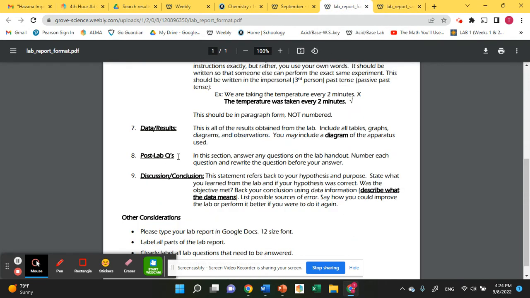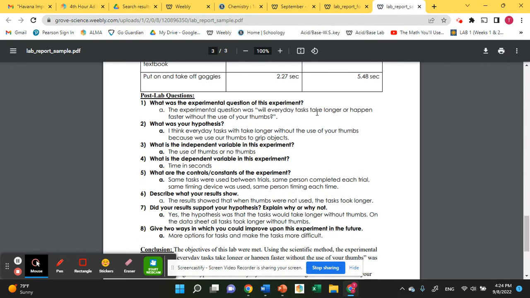The next one is post-lab questions. In this section, you're going to answer any post-lab questions that you had over the lab. Again, please make sure that you rewrite the questions. So here, you rewrote them, numbered them, and then make sure that you answer them. So here, number 6 post-lab question, this was what it was asking, and here's my answer.